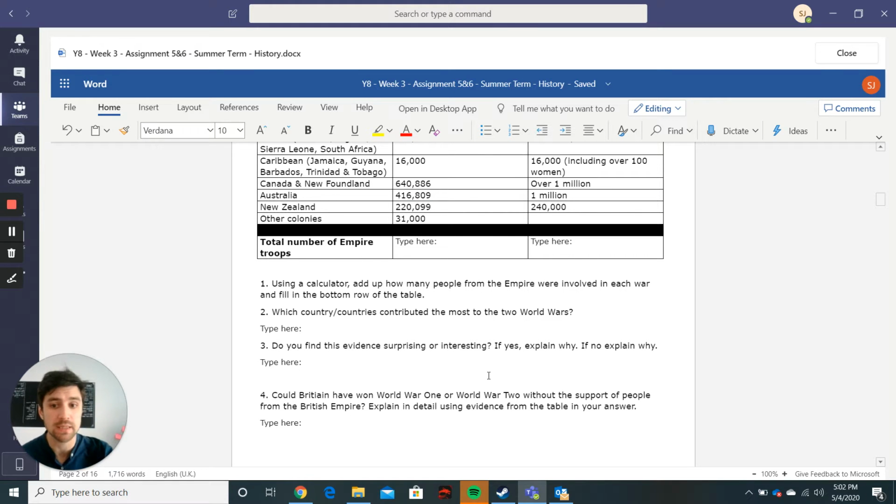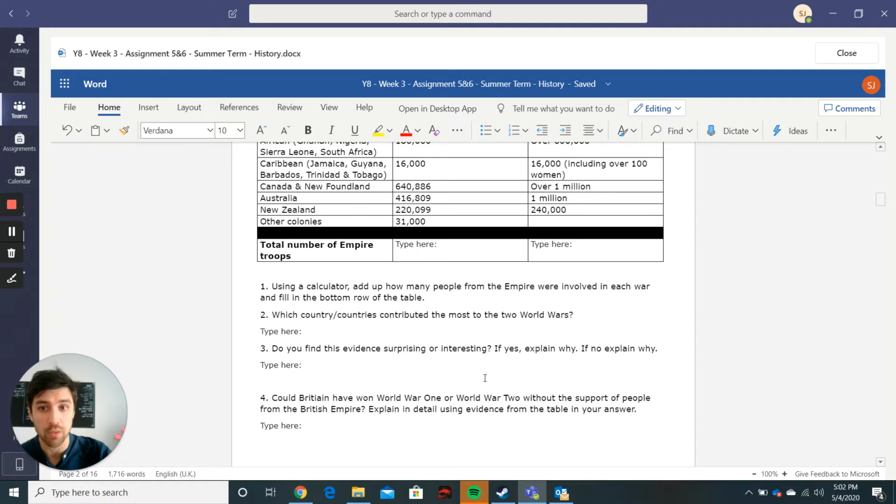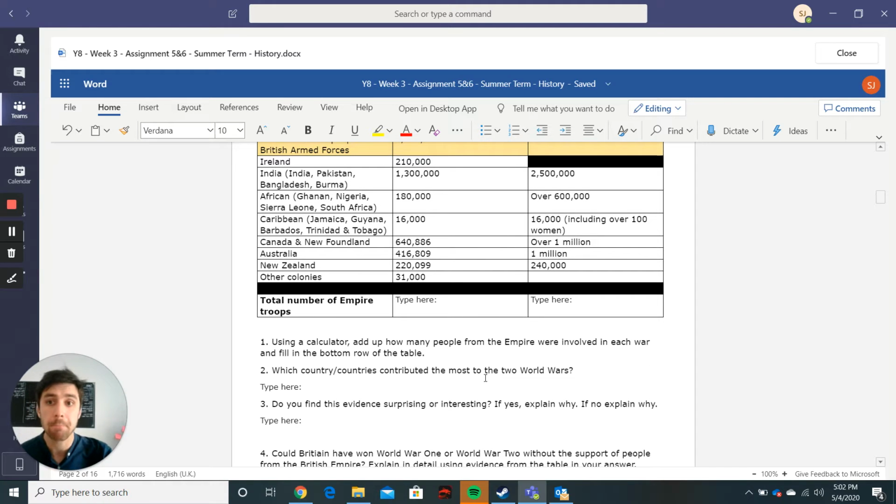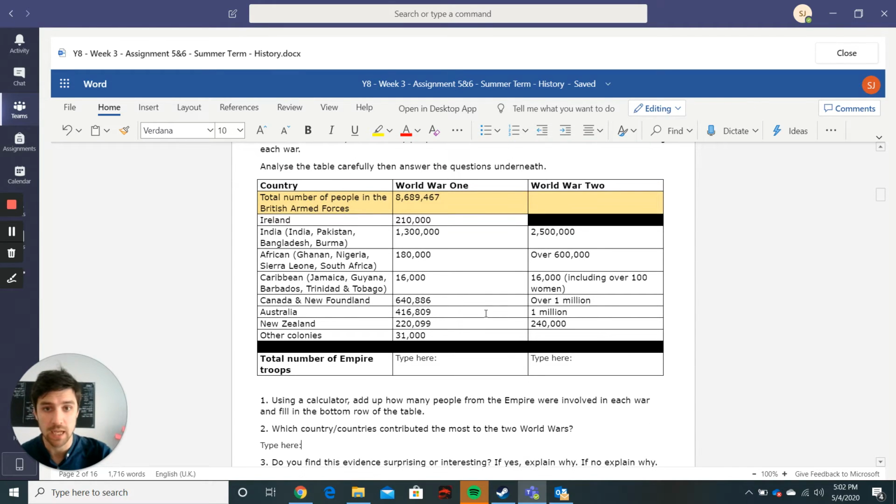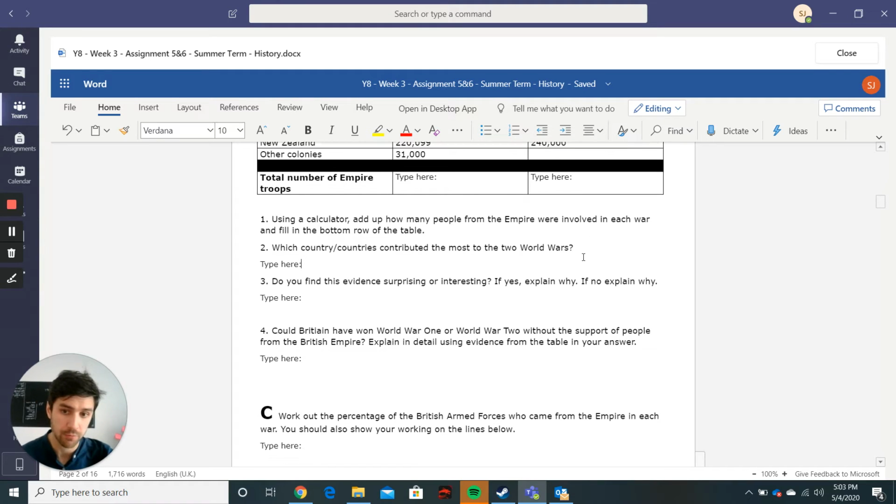So, for example, you might say, no, they could not have won the war without the support of the empire, because if I look at this table, well, 1.3 million Indian people fought in World War I and 2.5 million people in World War II, for example.